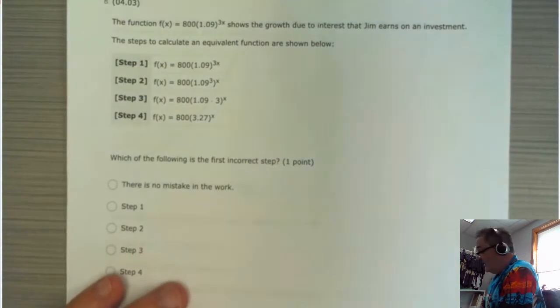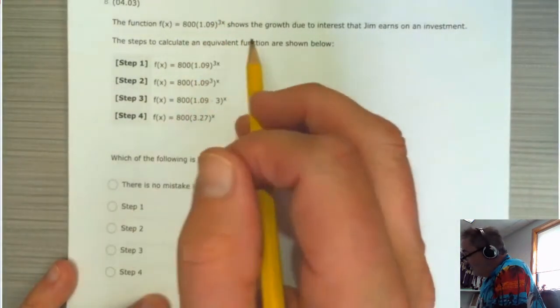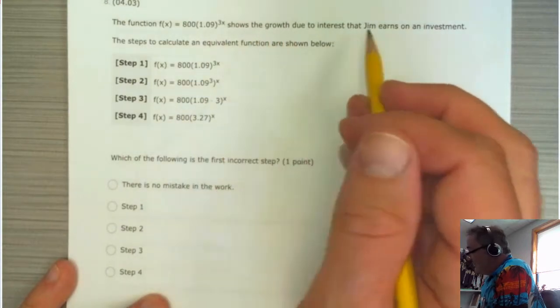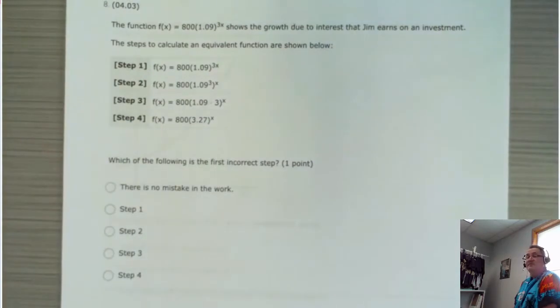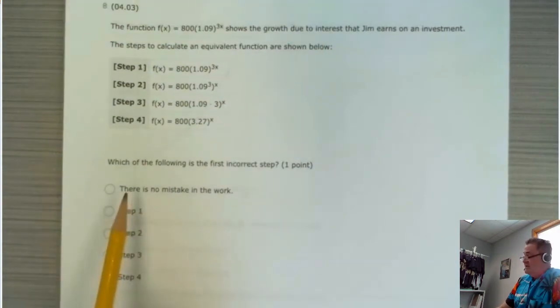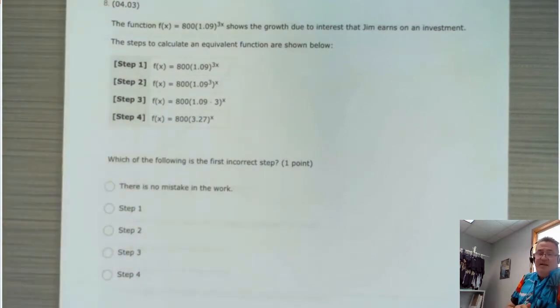Okay, the function f of x equals 800 times 1.09 to the 3x shows the growth due to interest that Jim earns on an investment. So here's the steps to calculate an equivalent function. Basically what we just did in the last problem, but they're putting out the steps. And let's see what our questions could be so we know what to pay attention to. Which of the following is the first incorrect step? So somewhere they've made a mistake here, and we're supposed to spot that.